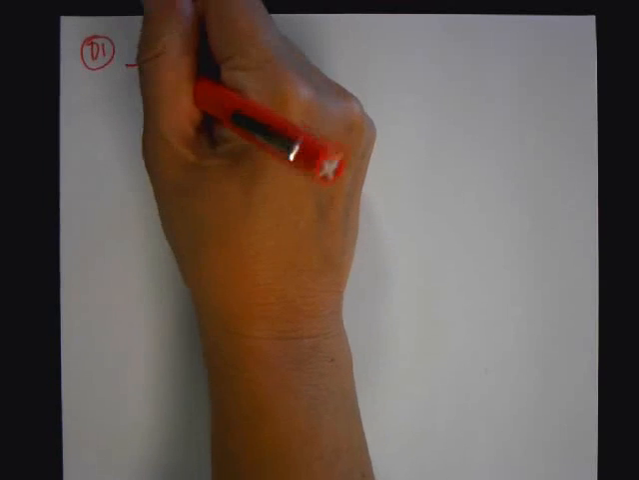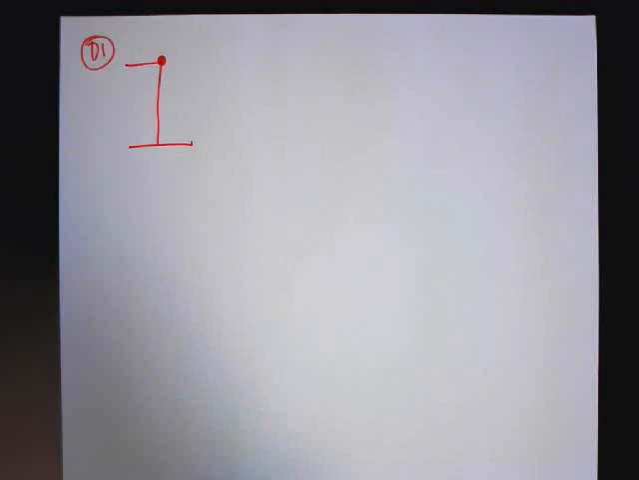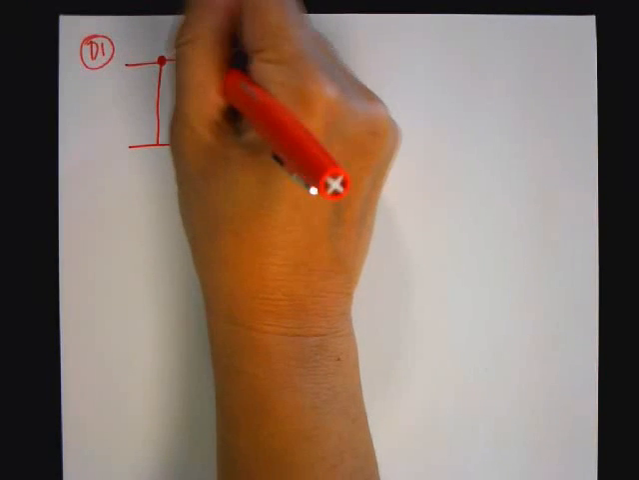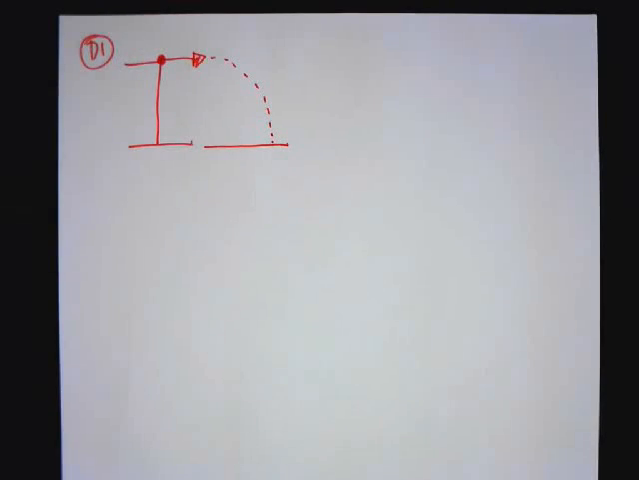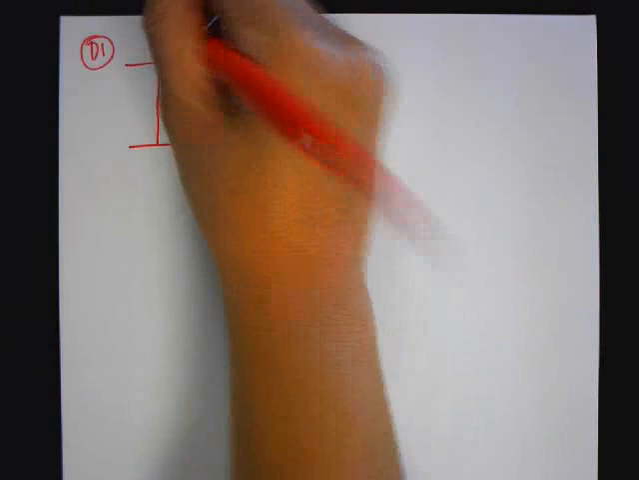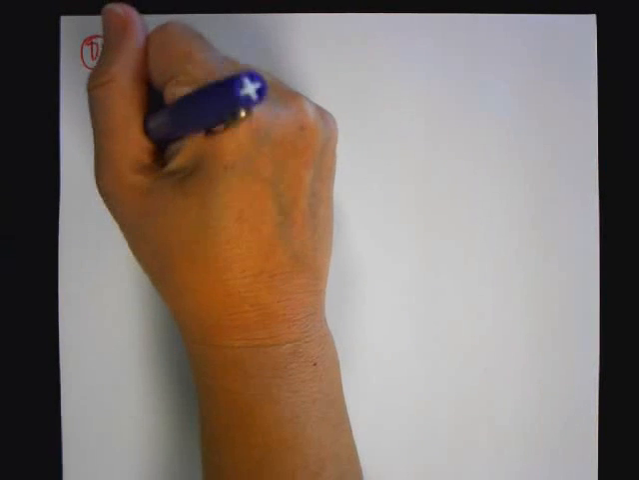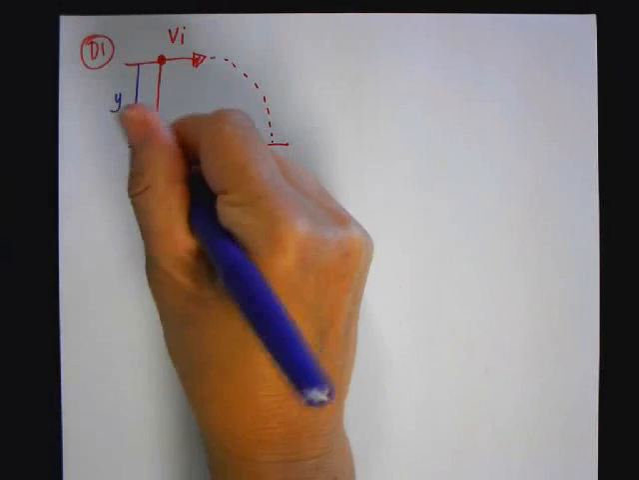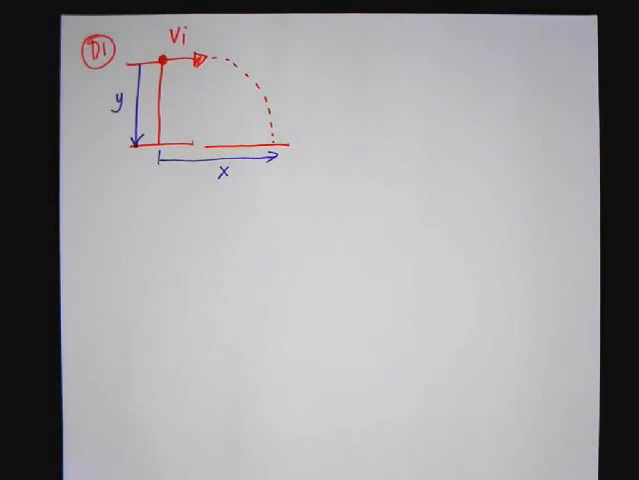First of all, the first thing I have to do is draw my picture. This is where the ball started, and it rolls off horizontally. So the path of the projectile is going to look like this. This is my initial velocity. Now, they tell me two things. They tell me how high this is, y, and how far it rolls off the edge. What they don't tell me is my initial velocity. That's what I have to find.